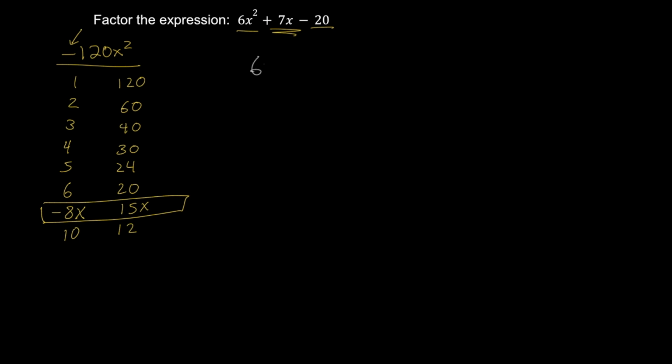So we'll bring down the 6x squared and separate my 7x into negative 8x and positive 15x, and then bring down my minus 20. Remember, the shortcut doesn't work here because the leading coefficient is not 1. We'll next pull out the common monomial in both terms. So between 6 and 8, 2 goes into both, and there's also an x in both terms, so we're going to want to pull out 2x. And we'll divide both terms by 2x, giving me 3x minus 4.